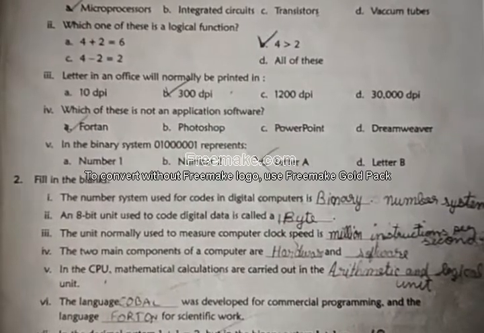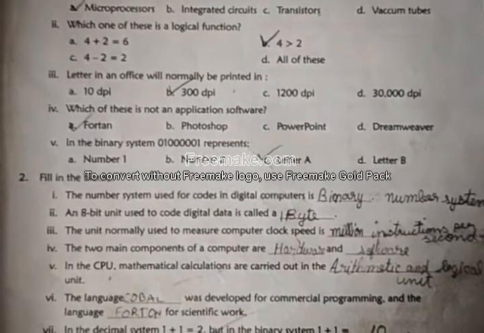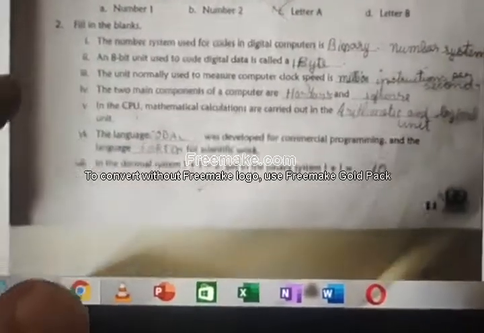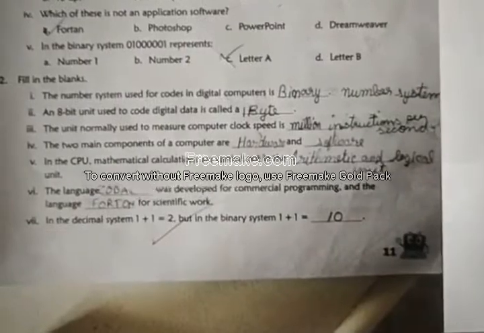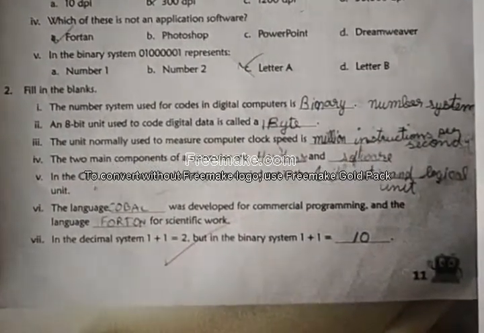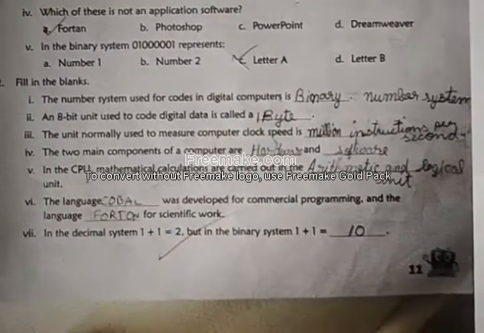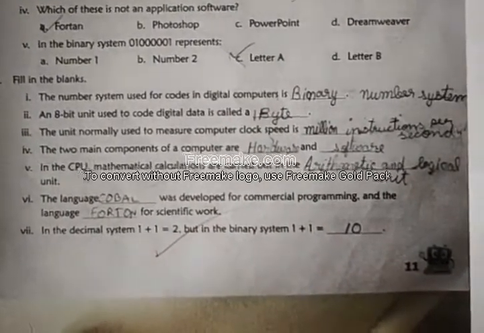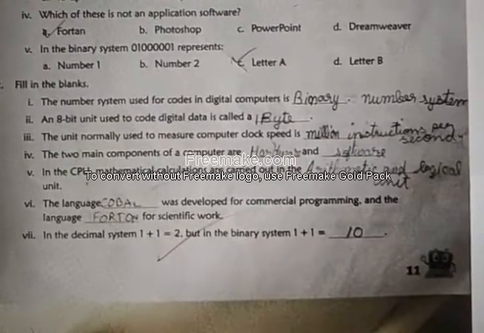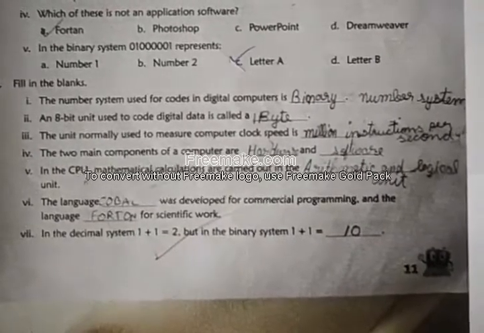In the binary system, 0 1 0 0 0 0 0 1 represents what? It represents the letter A. In your book it will be there, just refer if you want. Okay, next. Fill in the blanks. The number system used for codes in a digital computer is the binary number system. An 8-bit unit used to code digital data is called 1 byte. 8 bits is equal to 1 byte.